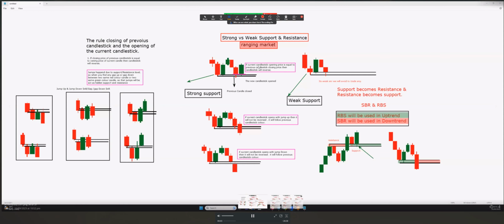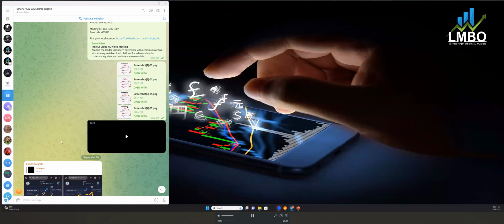In the previous class, we discussed support and resistance: support becoming resistance, resistance becoming support, strong versus weak support, and gaps up and gaps down. These supports and resistances were clear.